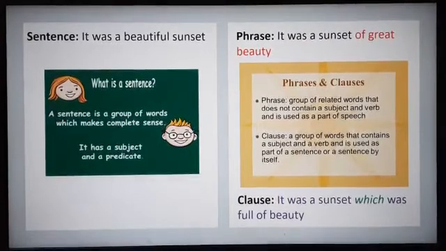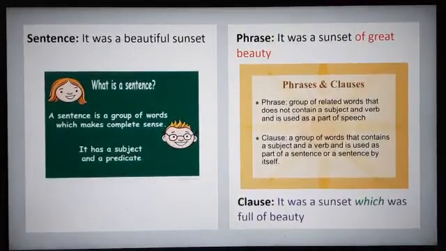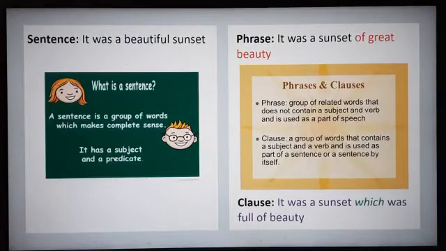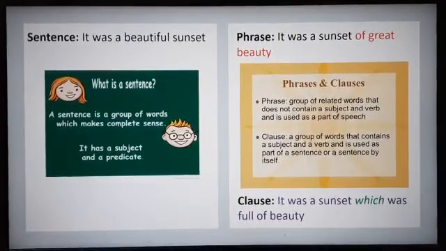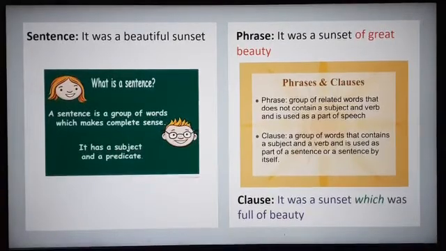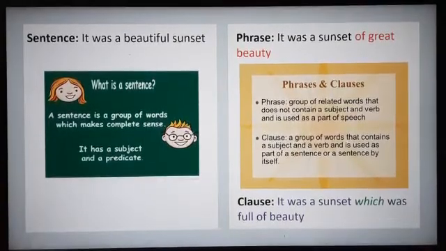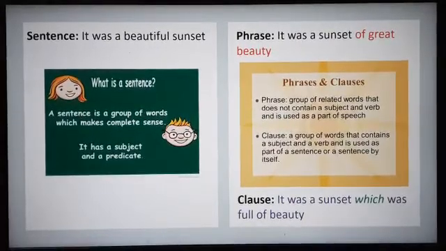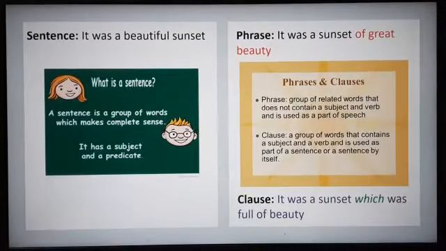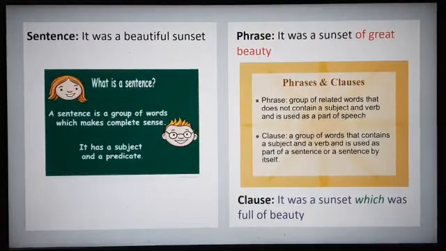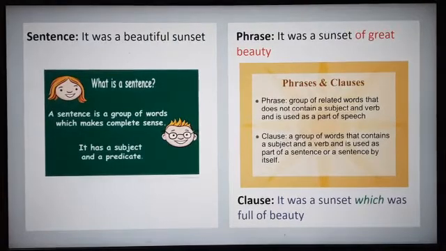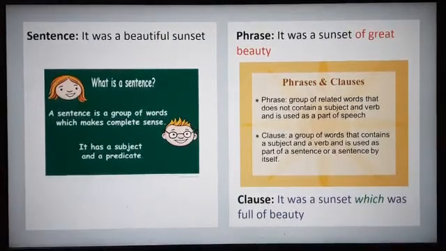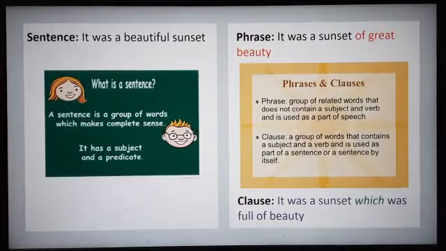It is a beautiful sunset. In itself, it is a complete sentence. What is a phrase? It is a sunset of great beauty. The group of words "of great beauty" is a phrase which you can use while making a sentence. A clause: it was a sunset which was full of beauty. So you have expanded the phrase into a clause.